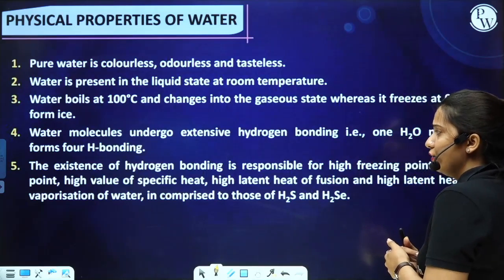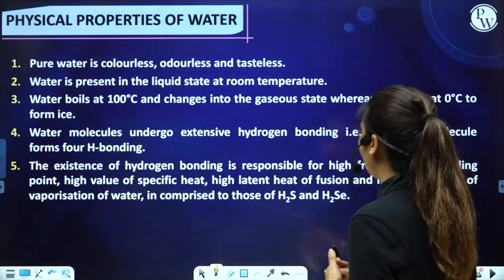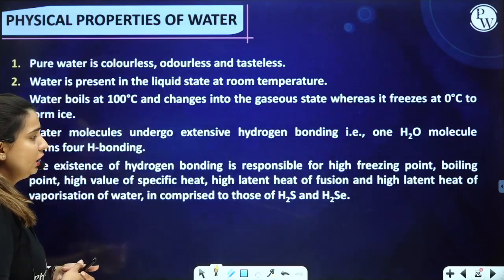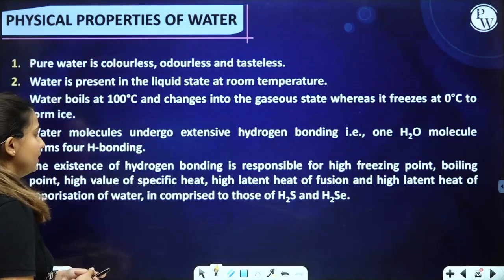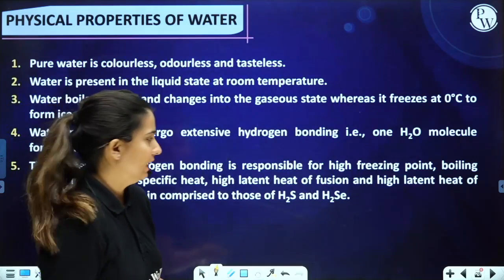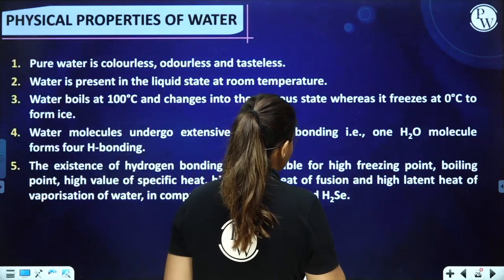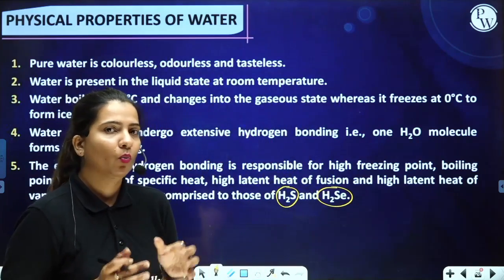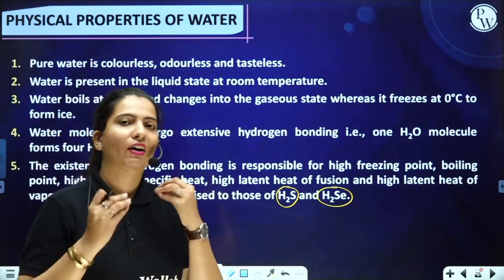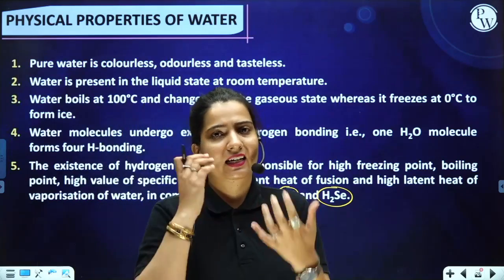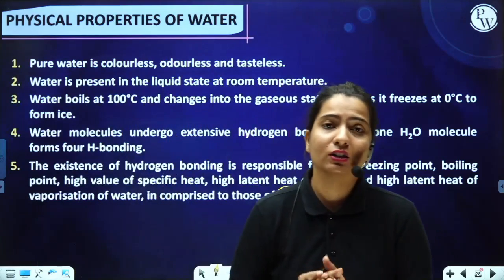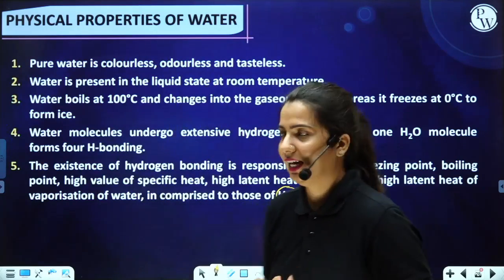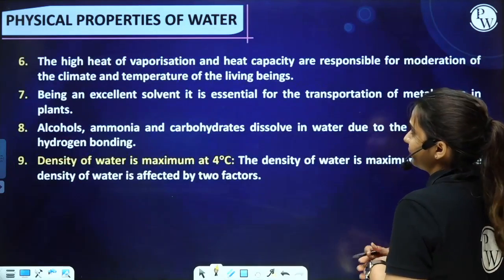The existence of hydrogen bonding is responsible for the high freezing point, boiling point, high value of specific heat, high latent heat of fusion, and high latent heat of vaporization in comparison to H2S and H2Se. See, this is a group study. So if we are comparing H2O, H2Se and H2S, water has high values of all of these properties like latent heat, boiling point, specific heat, because it has one property associated with it, that is the hydrogen bonding, right? Let's move forward.